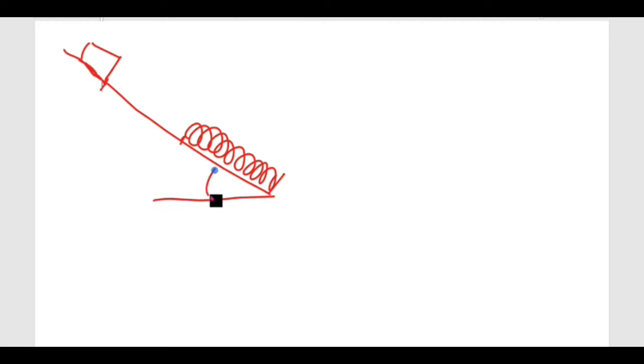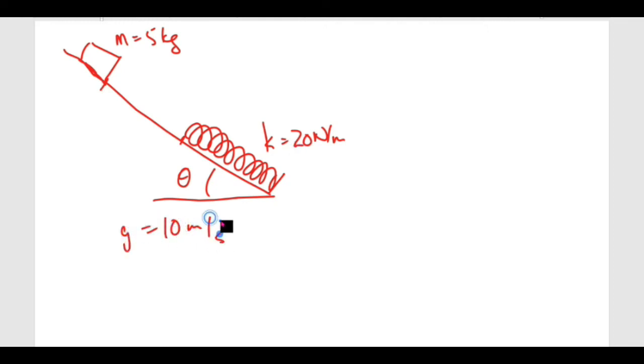So let's take a look at the same problem, except this time we're going to throw in friction. So I have a spring here sitting in its natural position, and then I have a mass sitting up here. This angle is theta. This is some mass m, which we're going to make 5 kilograms. Spring constant, we're going to make 20 newtons per meter. Put on some strange planet where g is equal to 10 meters per second squared. Theta, we're going to make it such that the sine of theta is 0.6 and the cosine of theta is 0.8, which puts us at roughly 37 degrees.